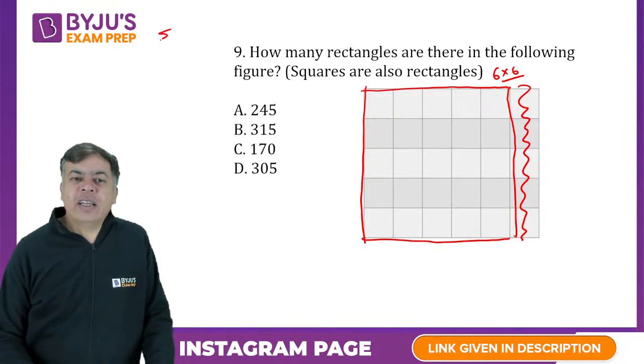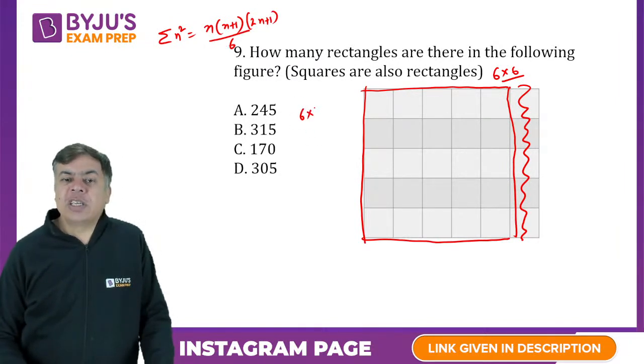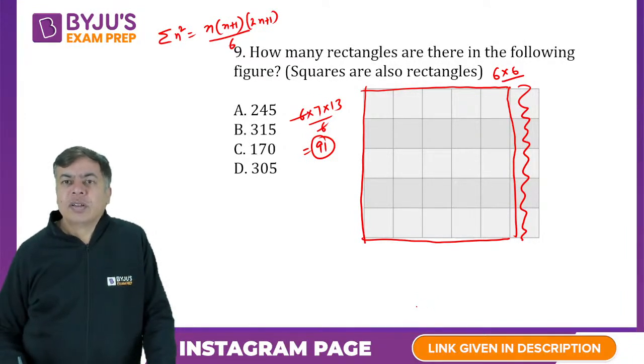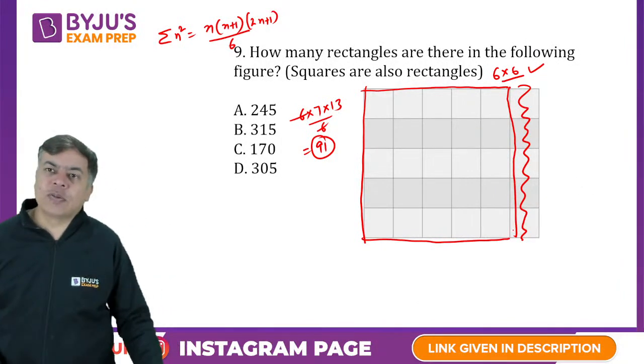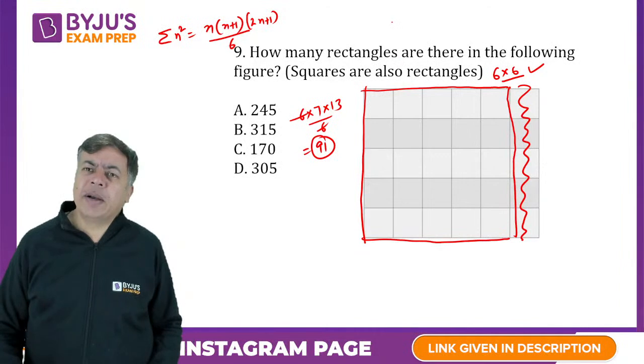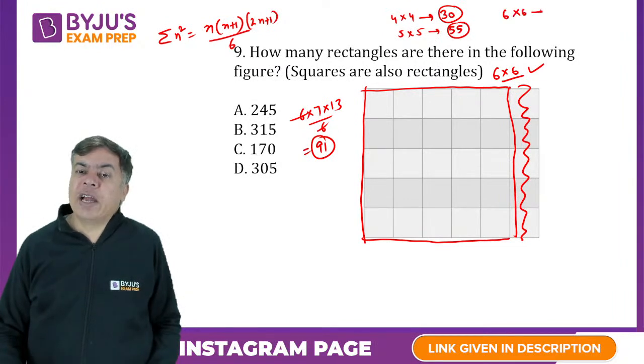6 by 6, how many squares will be there? You can find it with sigma n square, which is n into n plus 1 into 2n plus 1 by 6. You just put 6 into 7 into 13 by 6, which is 91. But you can memorize this value also, 91. If you are counting the total number of squares, you can just remember this value. Because 1 by 1, 2 by 2, 3 by 3, you can count. In 4 by 4, there are total 30 squares. 5 by 5, total 55 squares. 6 by 6, total 91 squares.